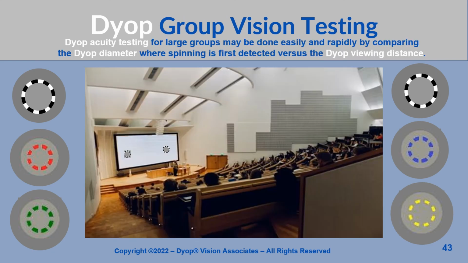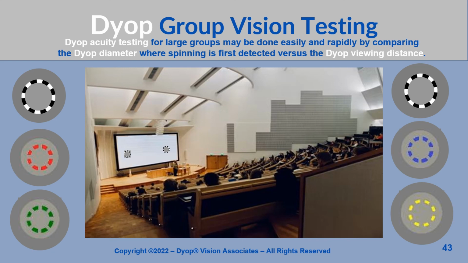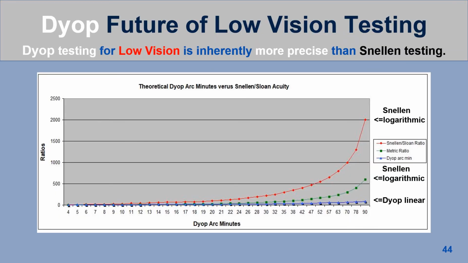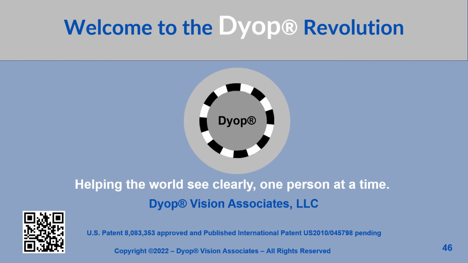Diop testing for large groups may be done easily and rapidly by comparing the diop diameter where spinning is first detected versus the diop viewing distance. Diop testing for low vision is inherently more precise than Snellen testing. Our goal is for the diop test to become the 21st century standard for global vision testing. Welcome to the diop revolution, helping the world see clearly, one person at a time.